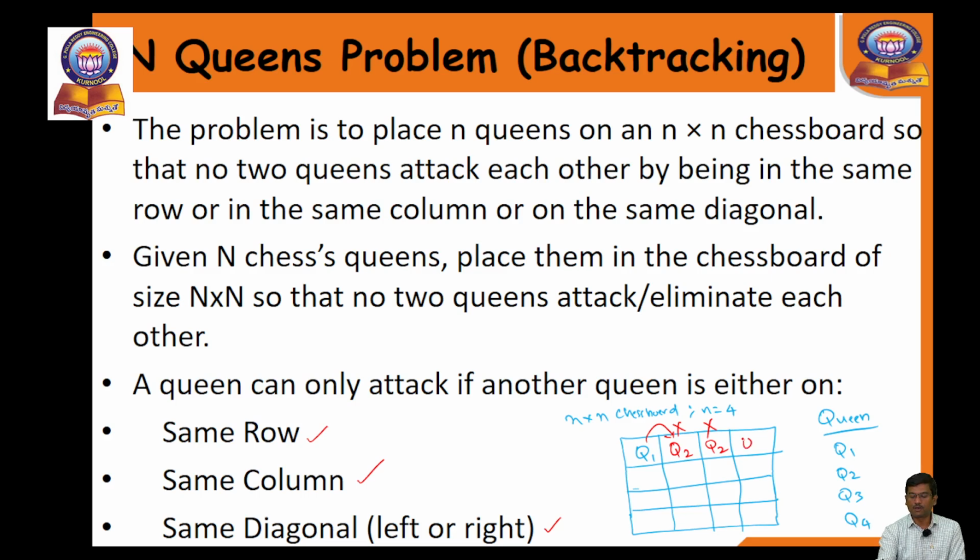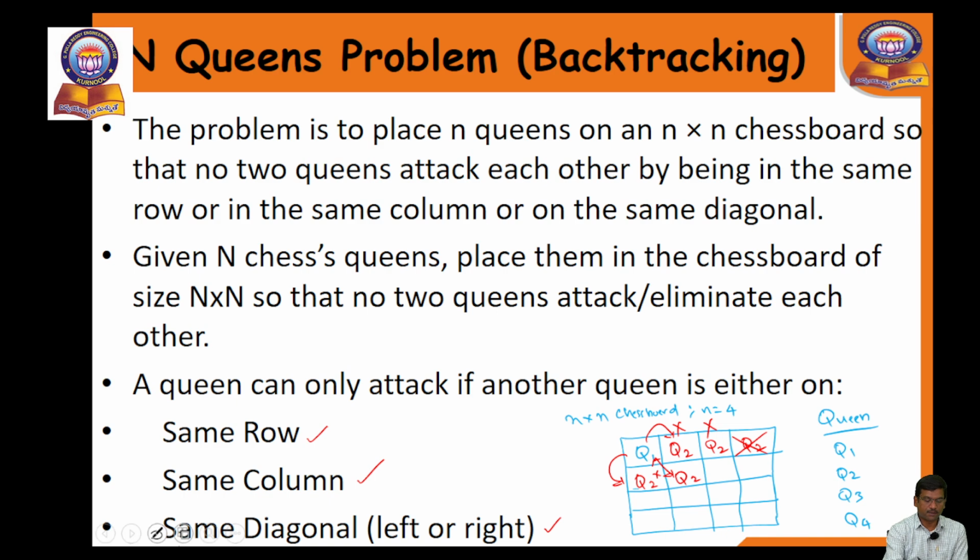And similarly, you cannot place queen 2 in this cell, because queen 1 comes under attack with queen 2. Similarly, can I place queen 2 in this cell? We cannot place queen 2 in this cell, because these two queens will be under attack. And can I place queen 2 in the second row, the second column, second cell? Then these two queens will be under attack. So we cannot place these two queens in this order.